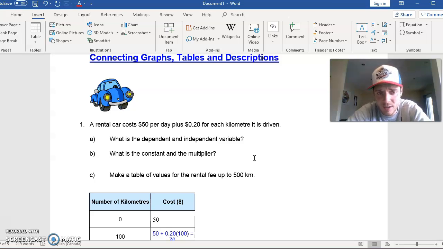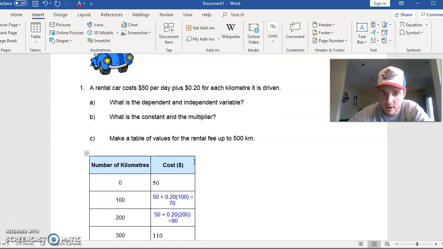What is the constant and the multiplier? Well, the constant is what's going to be the same no matter what. It's your starting point. In this example, $50. You're paying that no matter how far you drive. So constant is 50. What's the multiplier then? 20 cents. Because you have to multiply 20 cents by how many kilometers you drive. Multiplier. So constant, 50, multiplier, 20 cents.